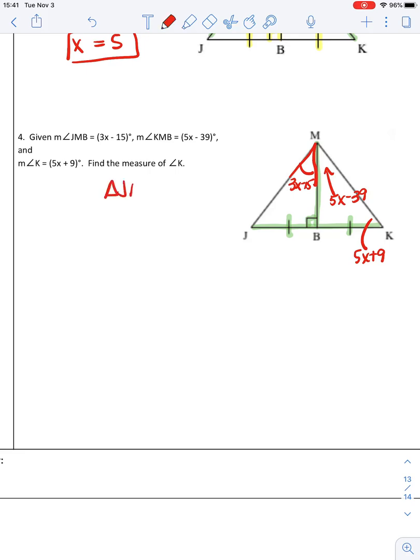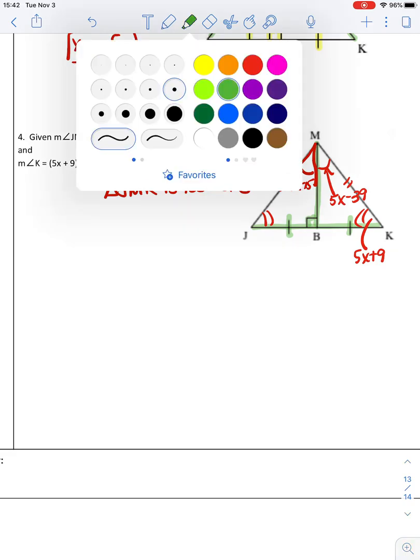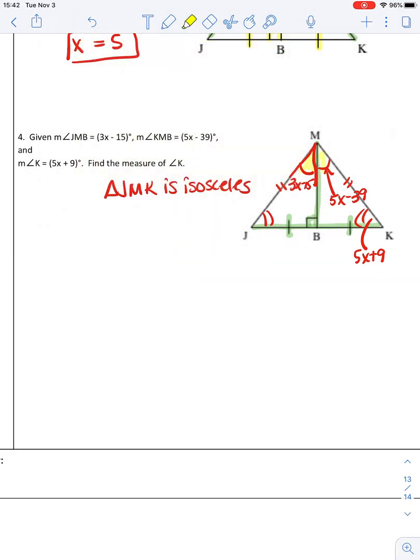That means that this triangle, so triangle JMK, is isosceles. Okay, since that's congruent, it means these angles are congruent right here, your base angles. But even more importantly, because that's a perpendicular bisector, altitude, all of those things are the same, that means that these two angles up here at the top, this JMB and this BMK, are the same size. So 3x minus 15 has to equal 5x minus 39. We want to figure out what x makes that happen.